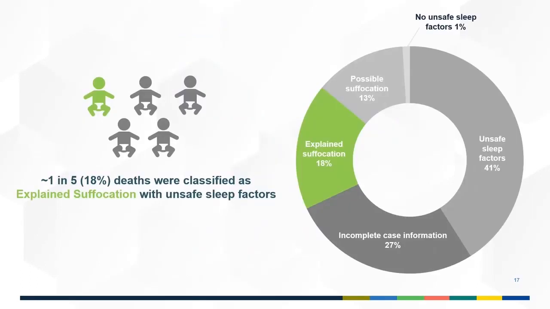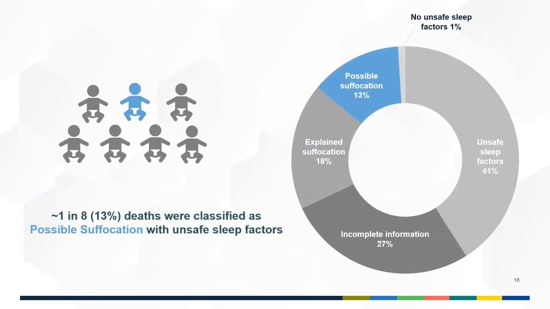Less than 1 in 5, so 18% of SUID were explained as suffocation deaths. Although these explained deaths constitute a small proportion of SUID, these deaths are nearly always preventable. And about 1 in 8 were classified as possible suffocation. And these deaths may also largely be preventable.